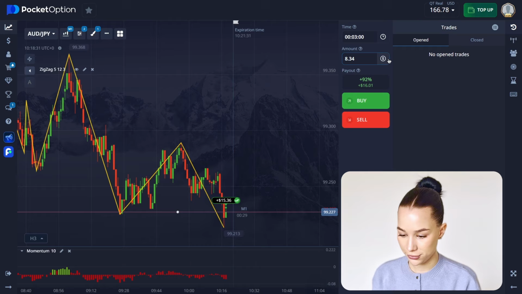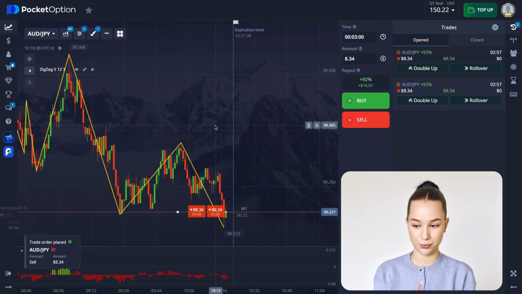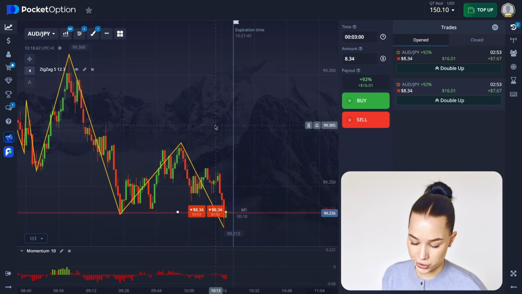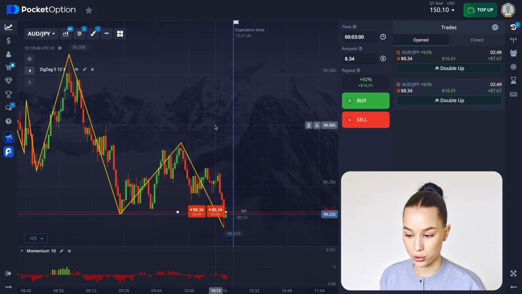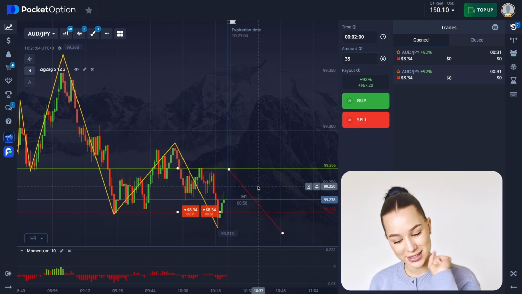So we change to 5% again, and we're gonna open a sell trade again, and I'm gonna open a double up here because we want to make a little bit more. So let's wait. It's still the continuation of the downward trend. So that's why I opened here a sell trade for 3 minutes. So guys, now it's 32 seconds till the end of our trade.